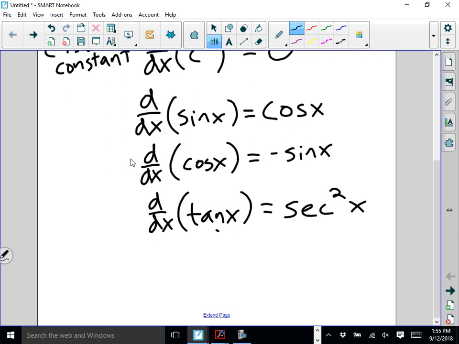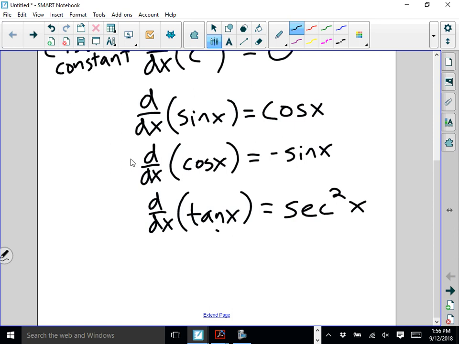Just a reminder on secant squared x, that means we take the function secant x and square the entire thing, the whole quantity, secant x. It does not mean secant of x squared. It's not the x that's being squared, it is secant of x, the whole thing is being squared. That's the type of notation they use to show that it's the whole function squared, not just the x. So those are three that we need to have memorized that we're going to be using over and over and over again throughout this year.